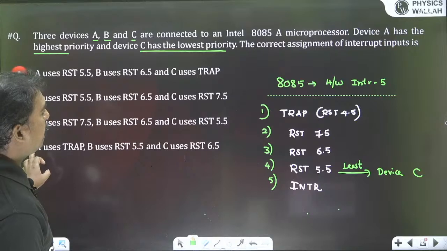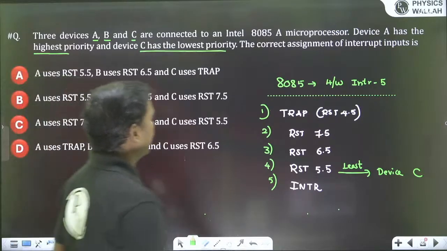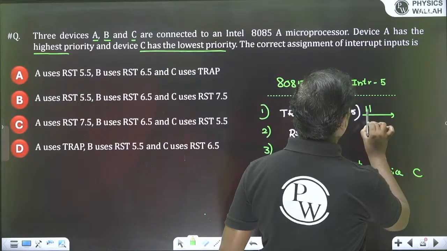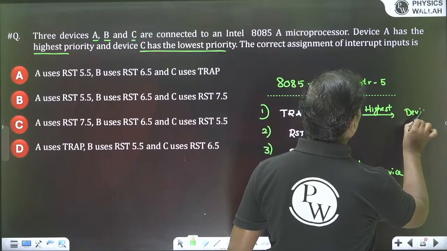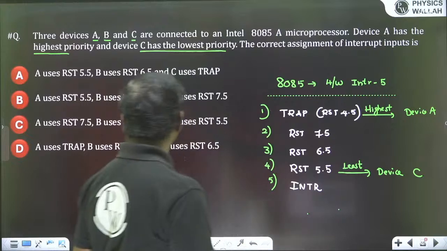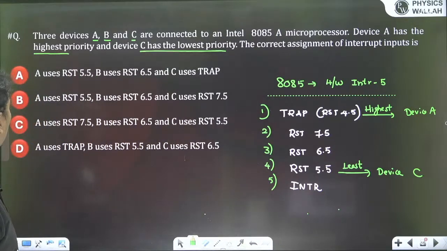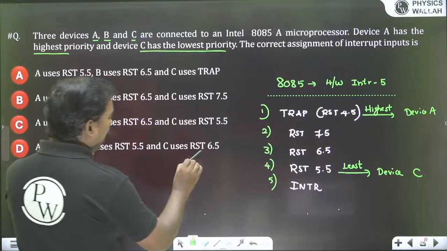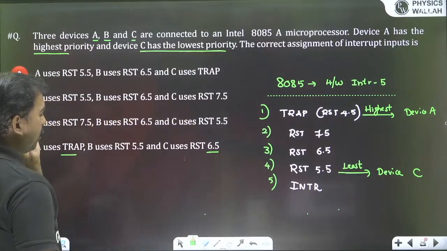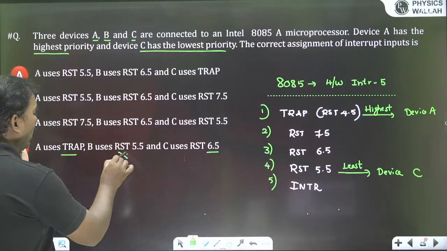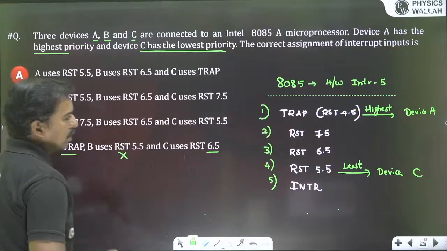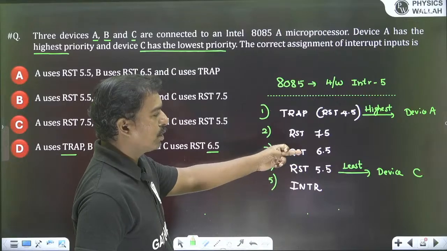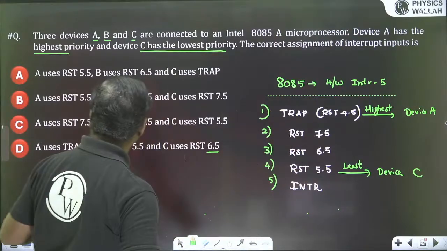A uses trap. Device A has trap. Yes, this is device A. This is the highest. So device A will go for this. Very good. Device C uses 5.5. But here in the options, A uses trap but C uses RST 6.5 is given, and 5.5 is given to B. This is wrong, actually. A is correct. A uses trap, B uses RST 5.5, C uses RST 6.5. C should be the least priority. So this option is confusing.